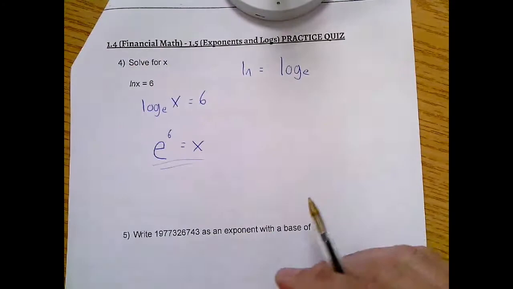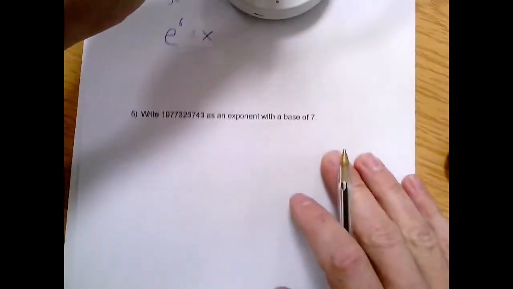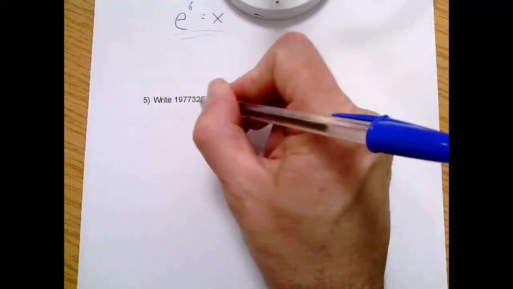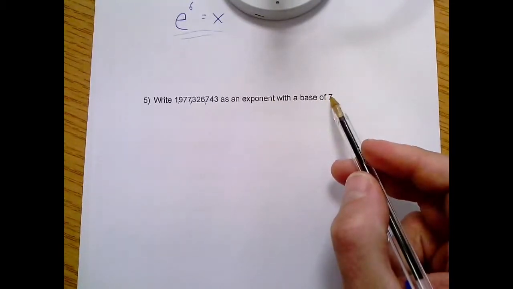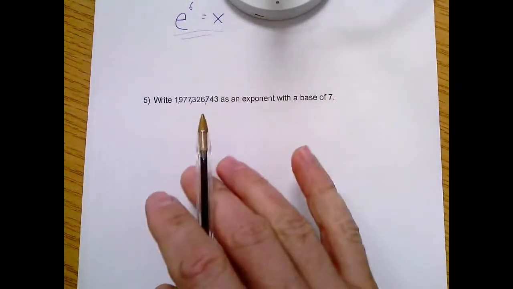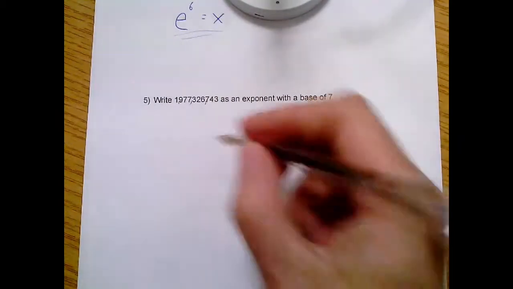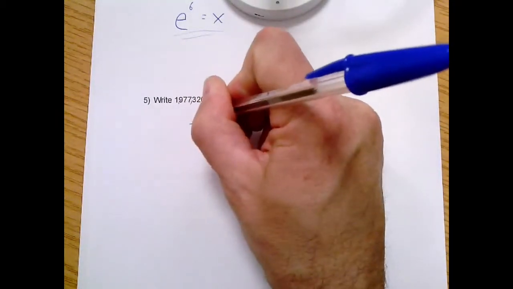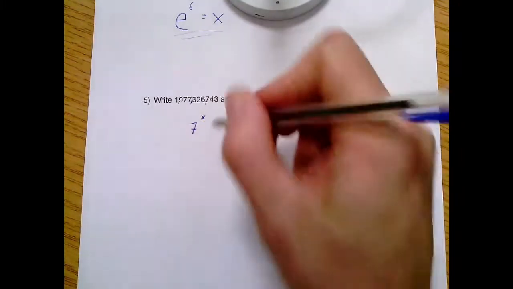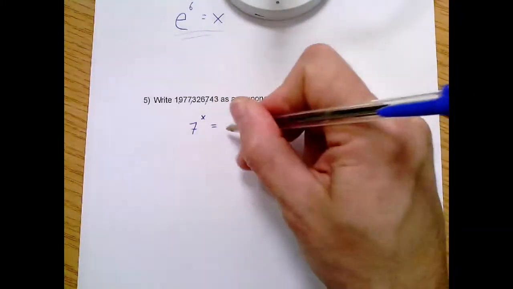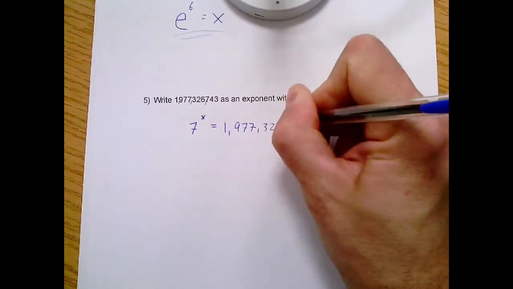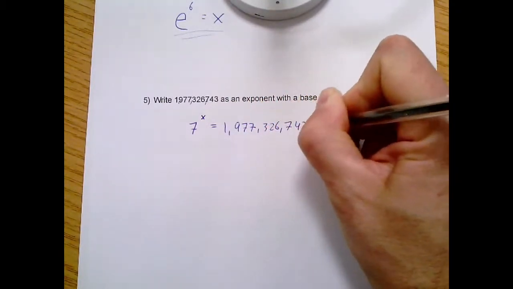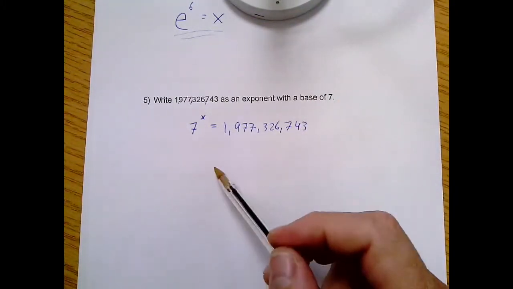All right, moving on to question 5. Down, down, down we go. All right, wow. So it has this big number, and it says, I want you to write this number as an exponent with a base of 7. So if we had to think about this, as an exponent with a base of 7, it's saying 7 to some power, okay, I don't know, x, sure, is, and what is that? 1,977,326,743. Woof! Wowzers. Big number.